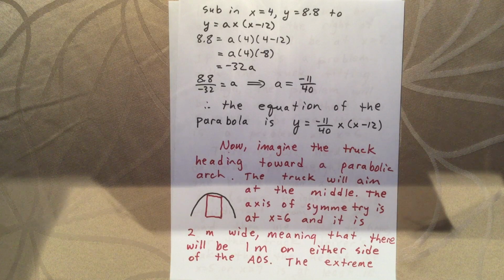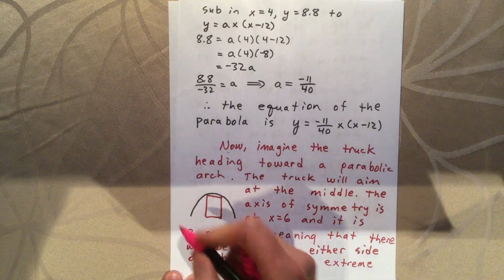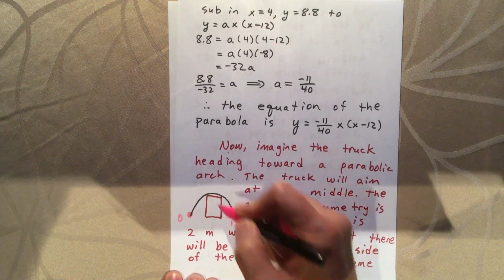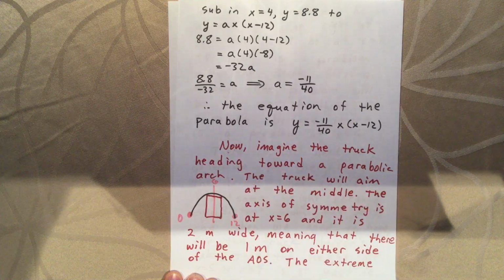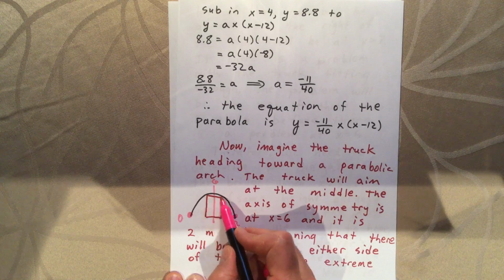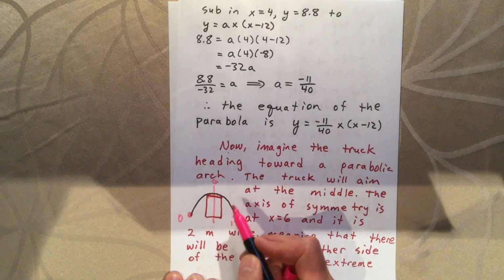So this we have to think about. Imagine the truck is heading towards a parabolic arch and it's not sure if it's going to fit through. It's obviously, in that case, going to aim for the middle. Now remember, this is an x value of 0 and this is an x value of 12. That means the axis of symmetry will be at an x value of 6. Okay? Now the truck is 2 meters wide, so there will be 1 meter on this side and 1 meter on this side.